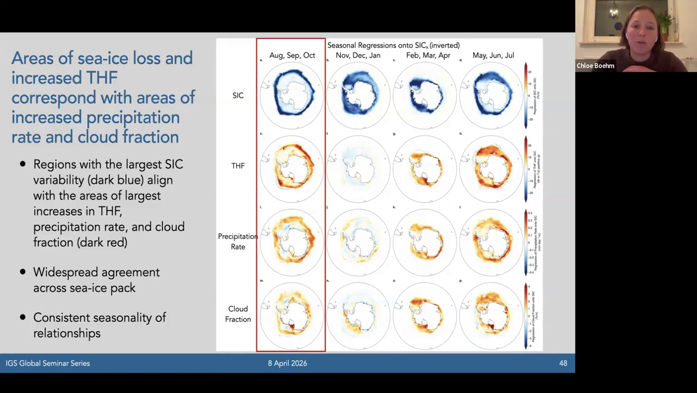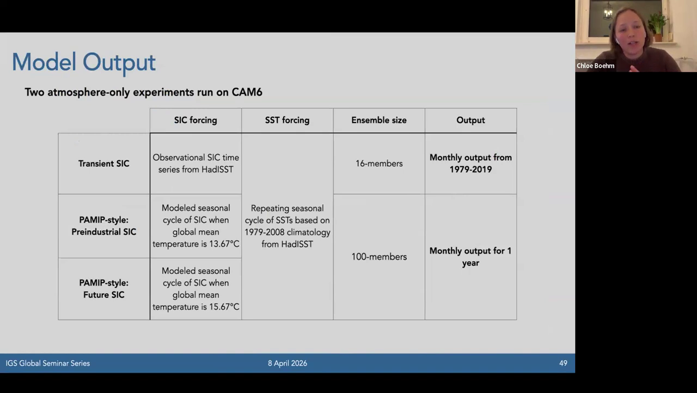And so for the rest of the results I'm going to show, we're going to focus on just this one season here, just so we don't end up looking at a bunch of plots with tiny little panels. But I'm happy to show you the full seasonal plots later if you're interested. Generally, the seasonality of results holds as is expected from this panel here. And so that's the observational results we were looking at.